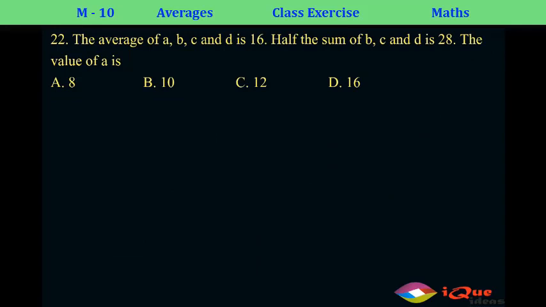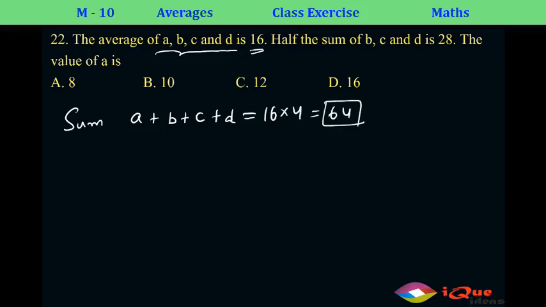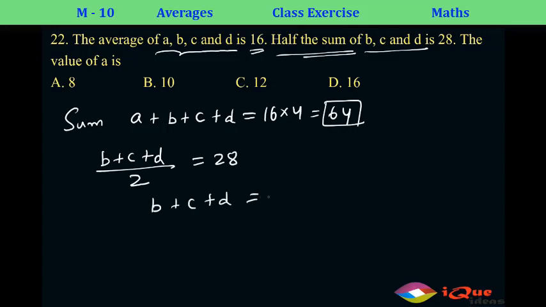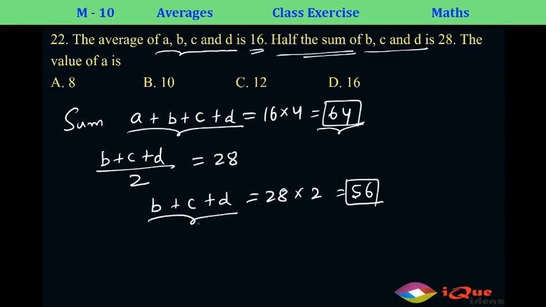Now in this question, it says the average of A, B, C and D is 16. So average of these four numbers is 16. That means the sum of those four numbers A plus B plus C plus D has to be equal to 16 into 4, which is 64. Then it says half the sum of B, C and D. So sum of B plus C plus D and half of that. It is not saying average, it is half of that. That is saying 28. So this means B plus C plus D is equal to 28 into 2, which is 56. So now we have the sum of ABCD and the sum of BCD.